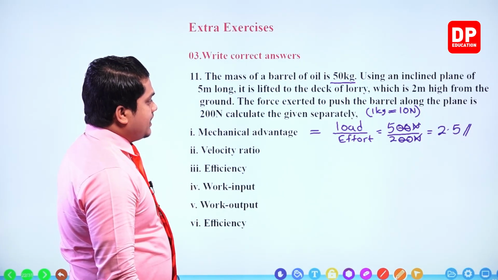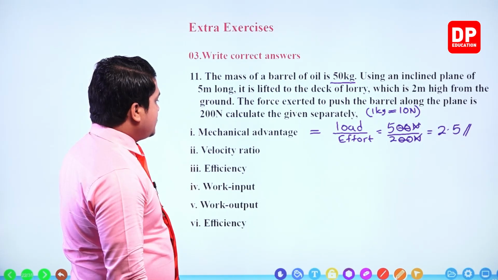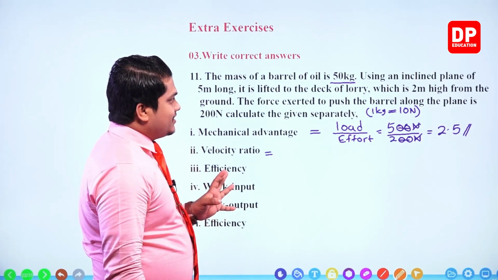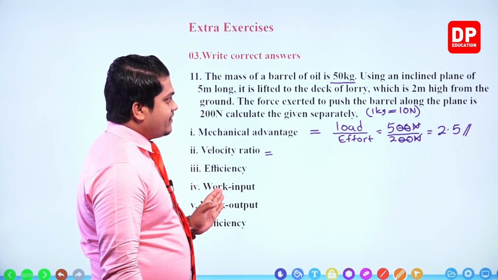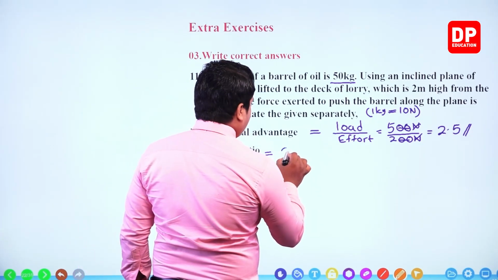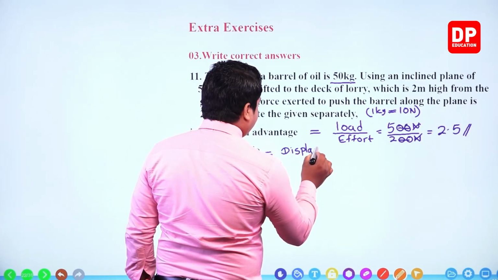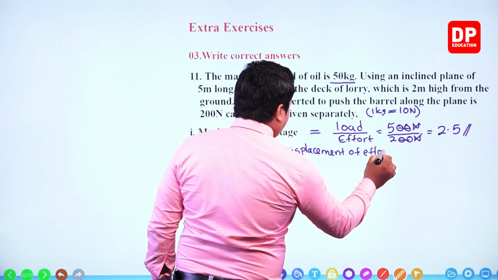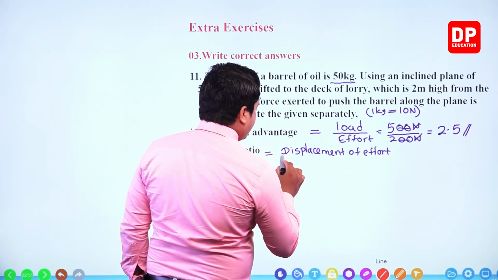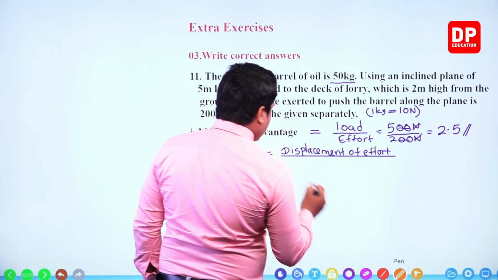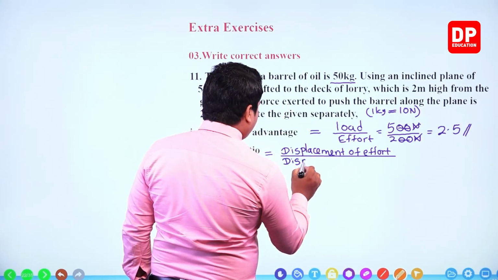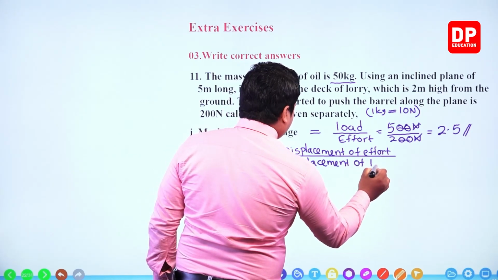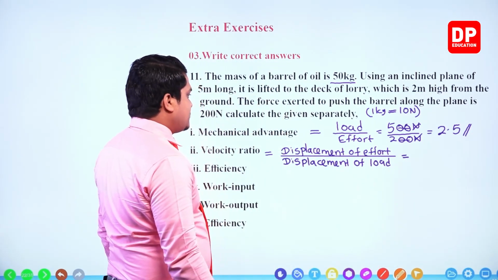Okay, load over effort. The next one, velocity ratio. Velocity ratio is simple once again. It's the distance traveled by the effort divided by distance traveled by the load. So I'll mention in simple as displacement of the effort divided by displacement of the load.